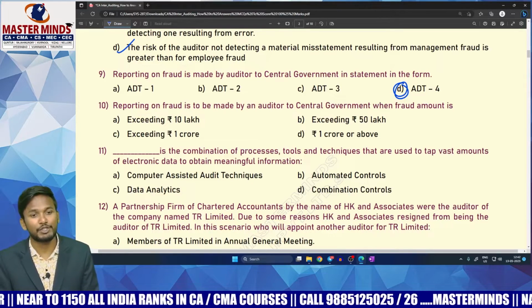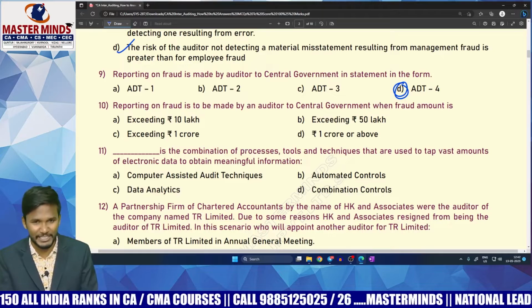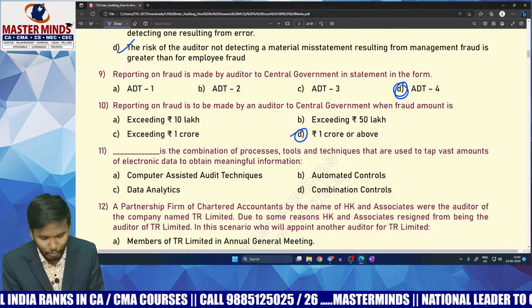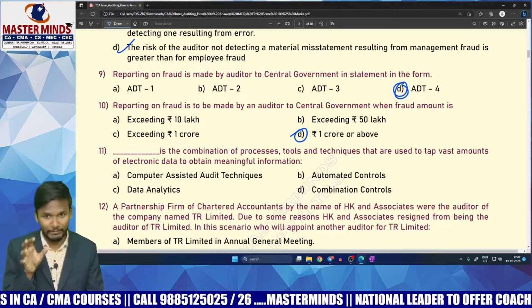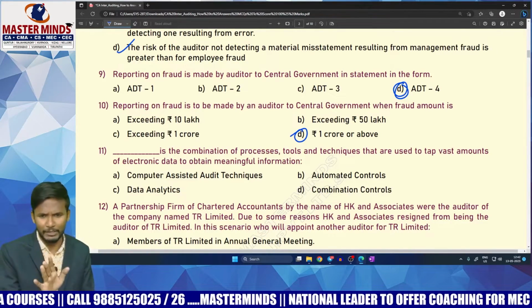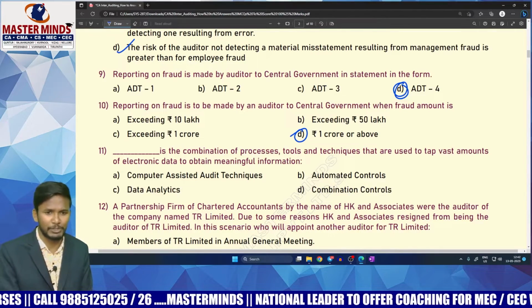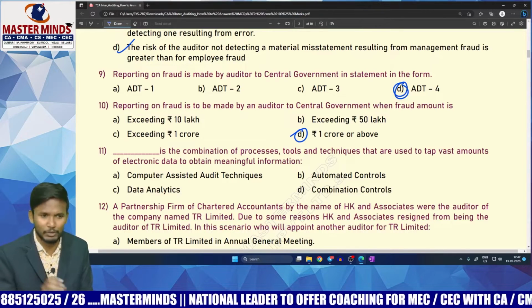Reporting on fraud is to be made by the auditor to the central government when the fraud amount is, obviously, just now I told you, 1 crore or more. So remember always, when you are studying the monetary limit, in the exam paper definitely one question will be a practical question about applicability, non-applicability and some monetary limit. That's for sure. 4 marks guaranteed.